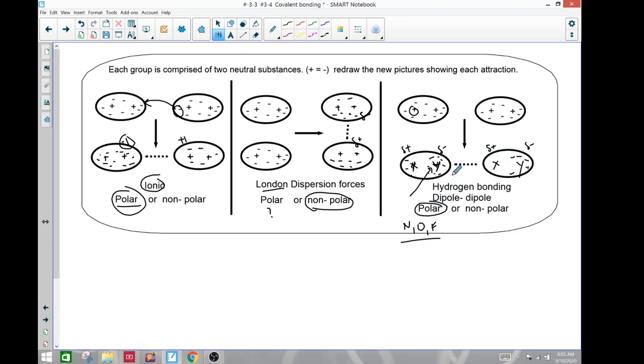Just general understanding of different types. This would be these guys. They're both the same. Okay, London dispersion forces.